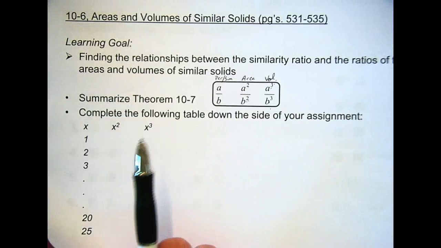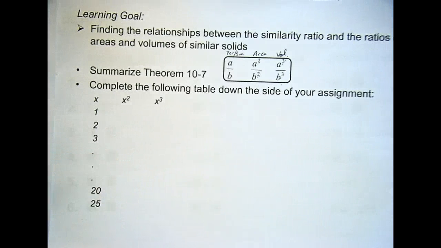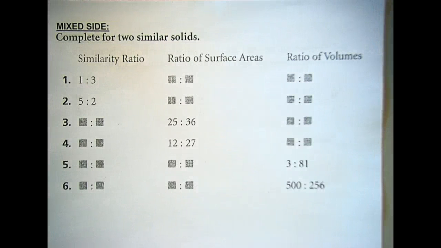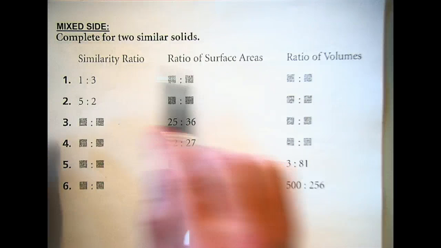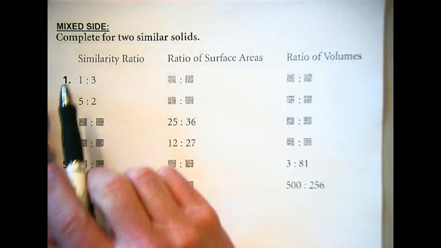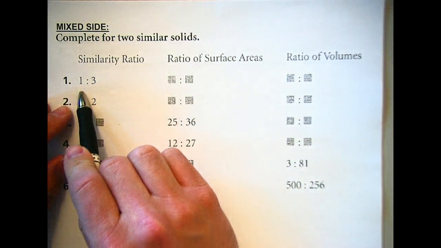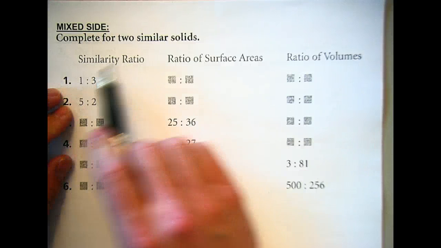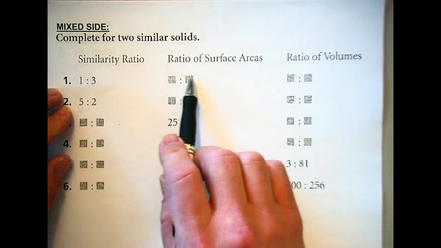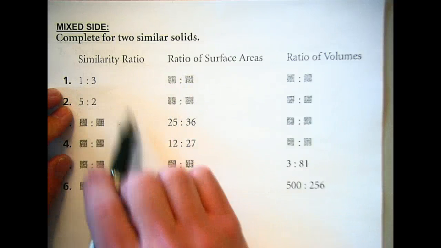Let's go ahead and score yesterday's assignment, then we'll dive into today's stuff. So take that out, please. Now I want you to take a look at the mixed side of your assignment. We're going to work through some of these problems together. I like this table. Just so that we're clear on how to deal with these, it's very similar to yesterday when we were dealing with similar figures. We're dealing with similarity ratio, 1:3. If we're going to area ratio, everyone write down the area ratio for that.